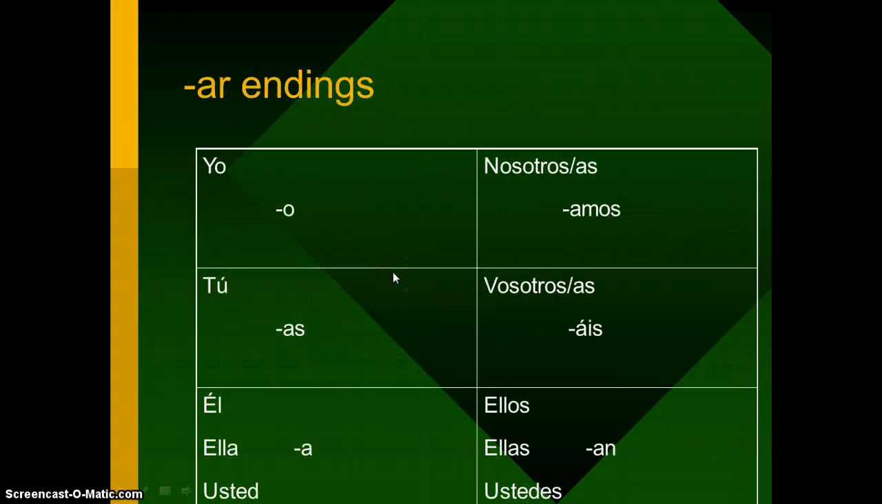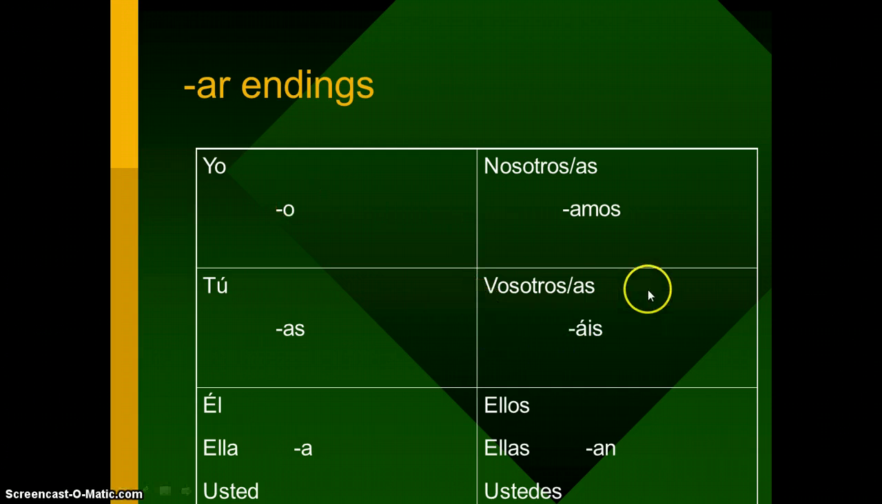Alright, AR endings. You'll notice here in this chart you have these subject pronouns, yo, tú, él, ella, usted, and so on. And right next to them you have the AR endings. So these endings are what you attach to the stem to make a conjugated verb. Okay, so the ending o by itself does nothing. You have to add it to a verb stem. So the AR endings are o, as, a, amos, áis, an.